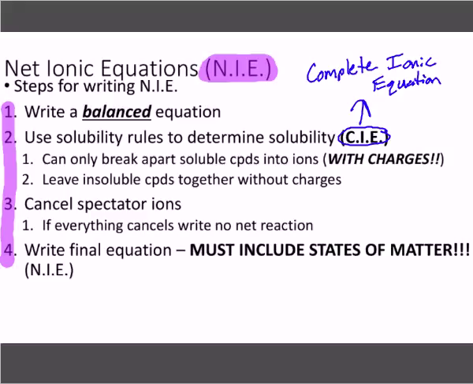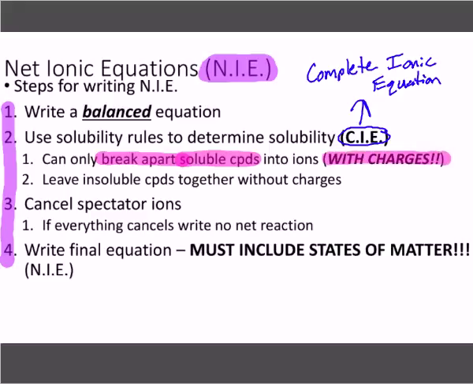So again, I will a lot of times write that, and you'll see what I mean in just a minute. We've got the balanced equation, the complete ionic equation, and then we have the net ionic equation. So we can only break apart, though, soluble pieces. We can only break apart soluble compounds. They have to have their charges, because again, they're called what?